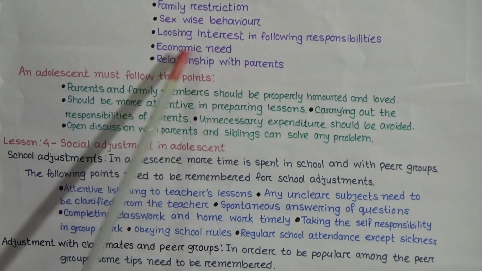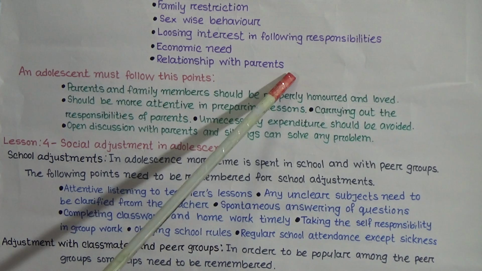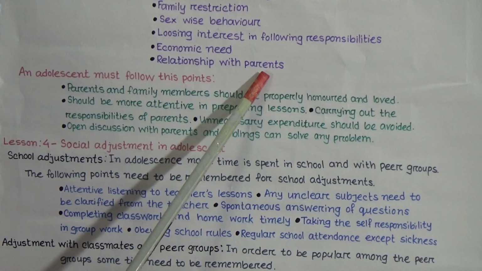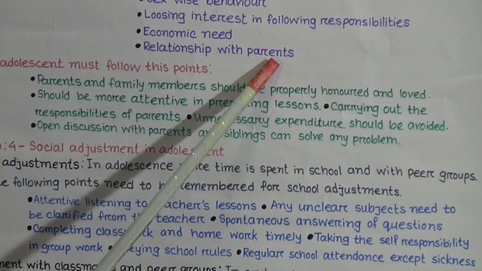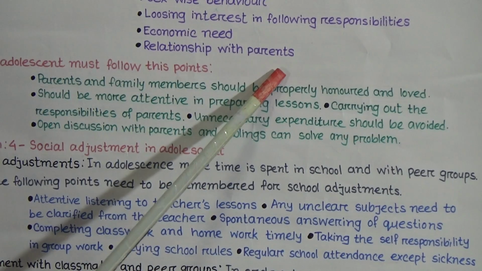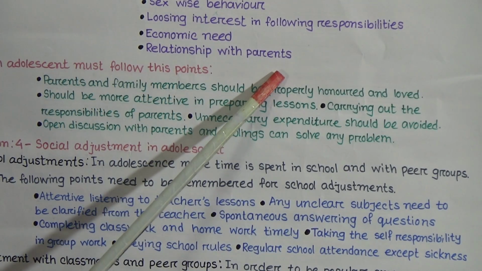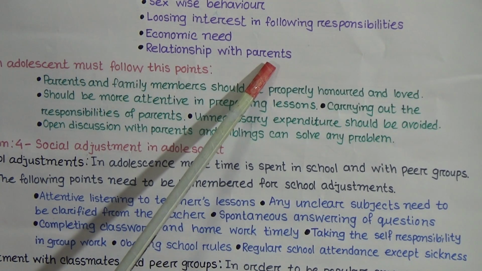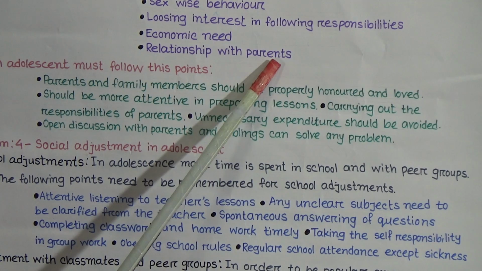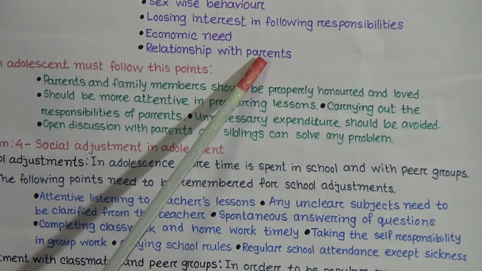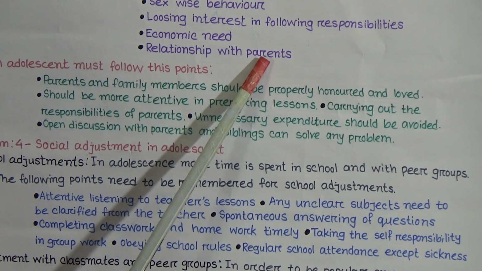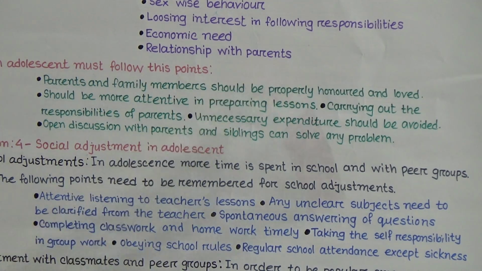Relationship with parents. This is the most important point. Adolescence time is important for every child, and at this time there is a difference. There we find a difference between parents and children. Parents usually don't want to understand what their children need, what their children want, and our children always want to hide everything from their parents. This time is the critical time for these children. If they can build up a good relation with their parents, their puberty or adolescence time will be enjoyable.